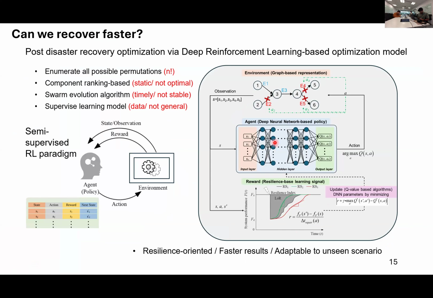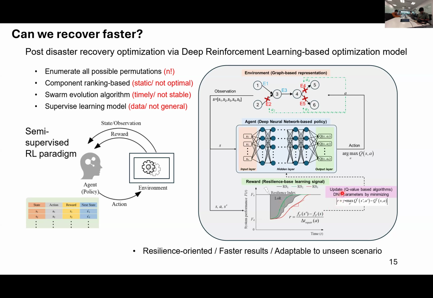So the deep neural network will take the state vector of the component into the input layer and output the Q values for each possible repair action. Then each time step, the agent will take the repair action with the highest Q value to act on the environment. And the reward function is defined as the system functionality improvement over its repair time. So a higher reward means a higher recovery efficiency.